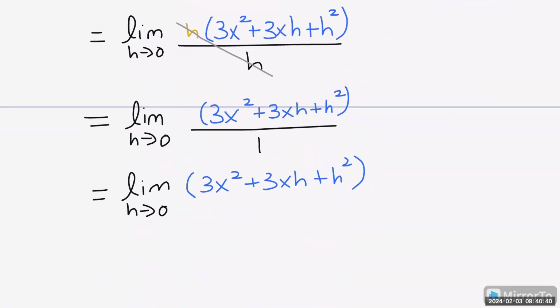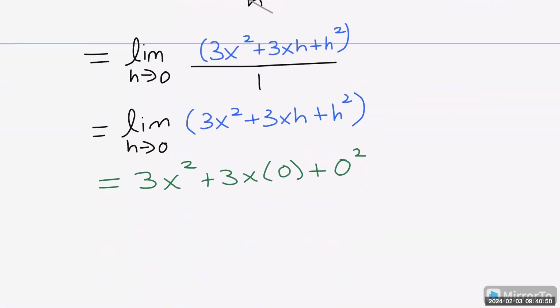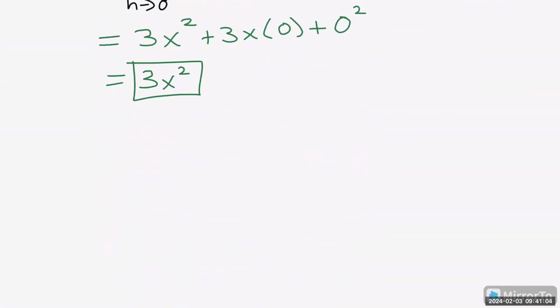So now I'm going to plug in 0 for my h, and I end up with 3x squared plus 3x times 0 plus 0 squared. And this part ends up just being 0, right? So all I really end up with is 3x squared. This is my derivative. There are lots of different ways to say derivative. Let me talk about the different notations for derivative before I write the one that I'm going to use.